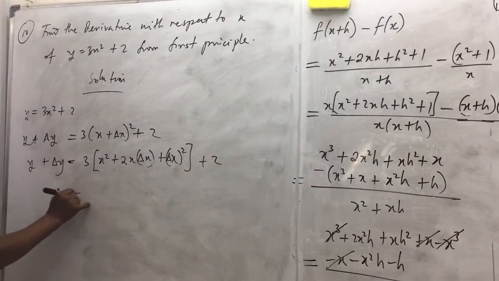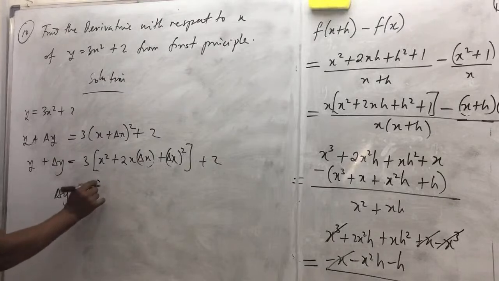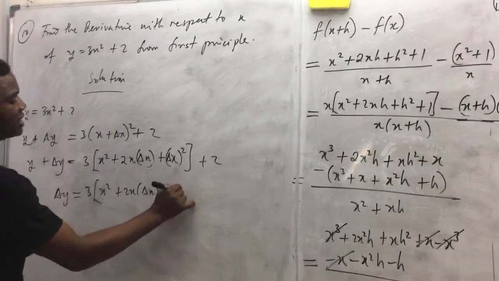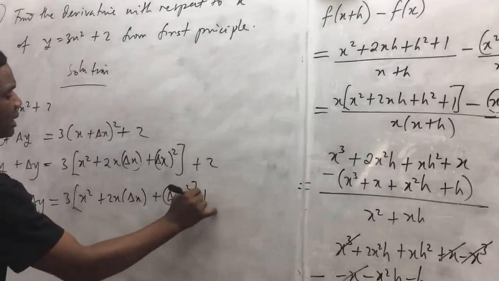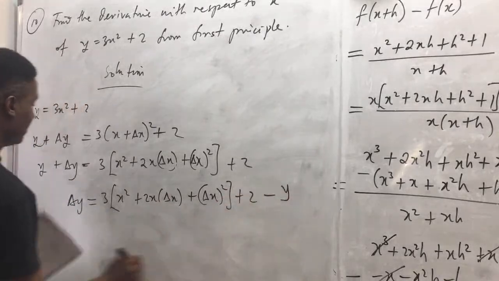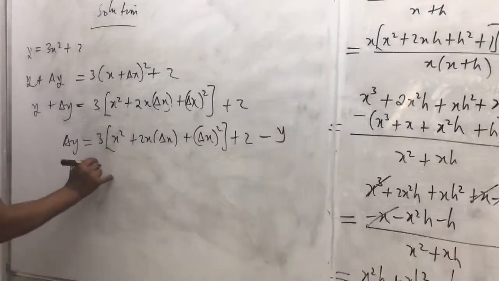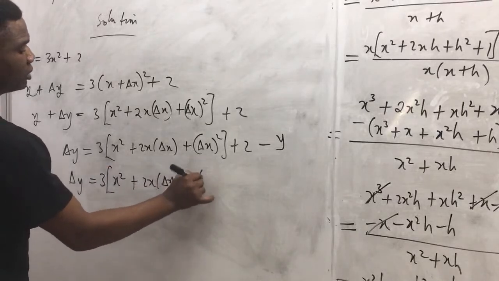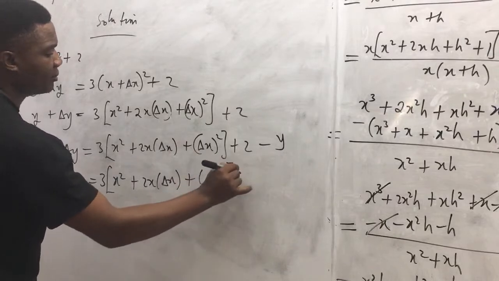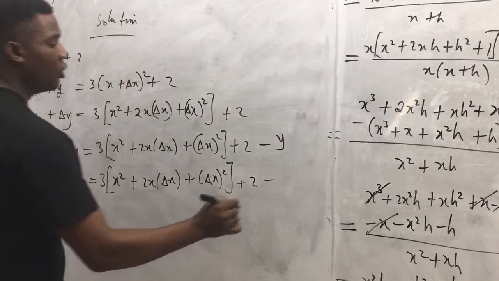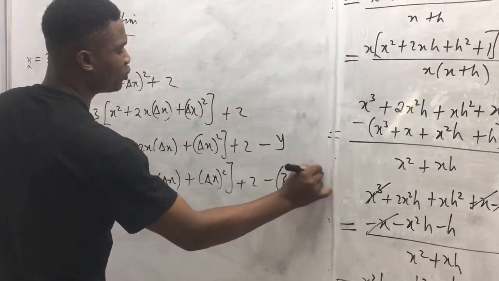Now, making changing y the subject of formula means having x squared plus 2x changing x plus changing x all squared in bracket, plus 2, minus y. So bring the y over. What were we told our y is? Remember, our y is 3x squared plus 2. So I'm going to put 3x squared plus 2 here.